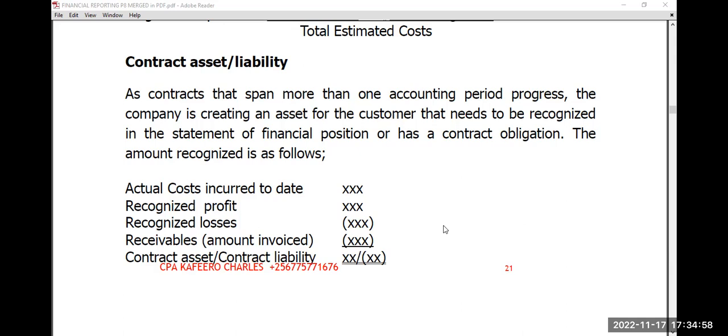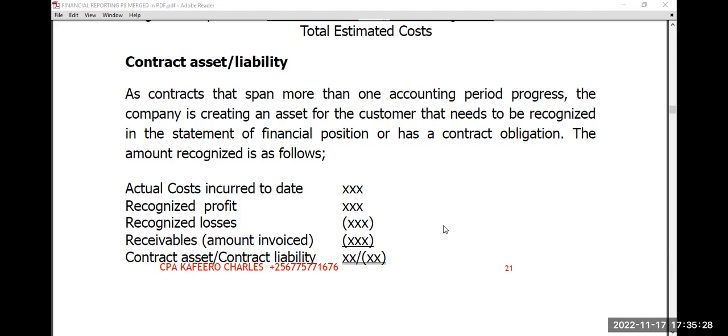Of course, what will happen with this is that if you have actually incurred 10 million, but the amount that you are receiving is maybe 12 million, you find that you have made a profit, and that profit is what we are talking about. This is more or less how we get our sales minus the expenses we have incurred. If there is a loss, you deduct it.